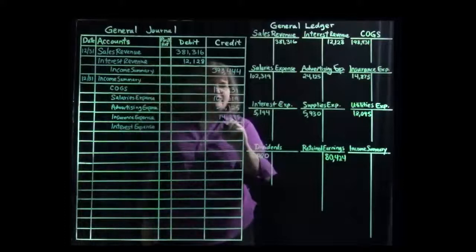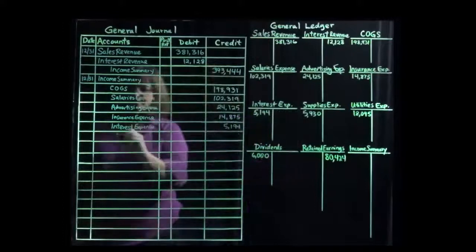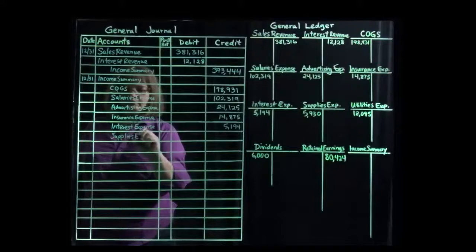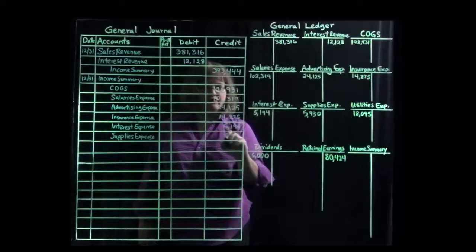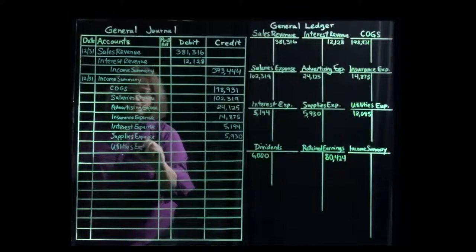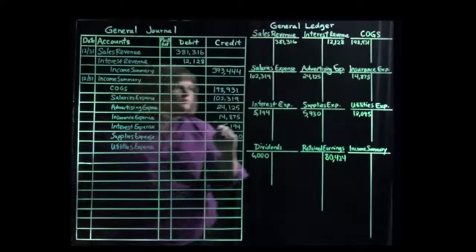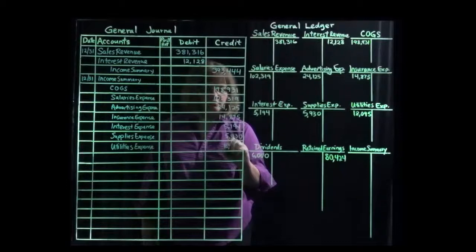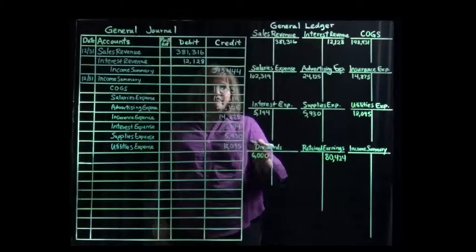Interest expense will be credited for $5,194. Supplies expense will be credited for $5,930. And utilities expense will be credited for $18,095. So those are our 7 credits to our 7 expense accounts.